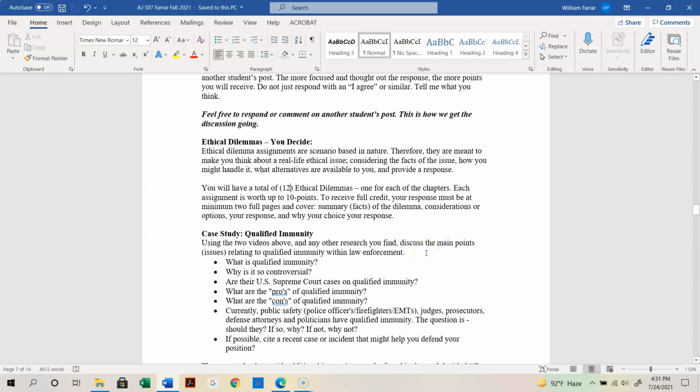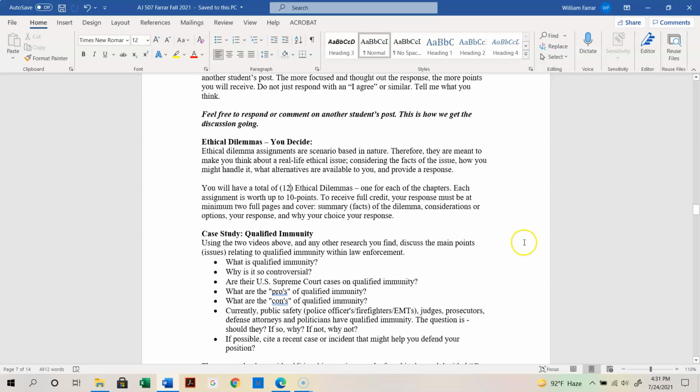So they're meant to make you think about a real life ethical issue. Real life. These aren't fake. These have happened before. Consider the facts of the issue, how you might handle it, or what alternatives. And then you provide a response. Nothing formal here. Okay, so there's basically 12.